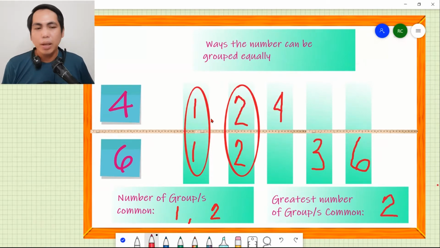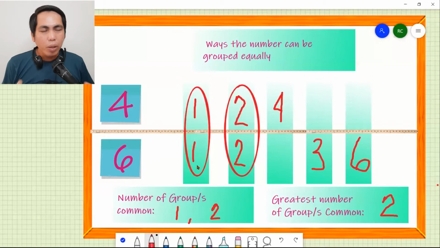is 2. So these 1, 2, and 4 are the different ways that we can group 4. So in other words, 1, 2, and 4 are factors of 4, while 1, 2, 3, and 6 are also factors of 6. So among the factors of 4 and 6, only 1 and 2 are common factors of 4 and 6. Now, between 1 and 2, 2 is bigger than 1. So therefore, the greatest common factor of 4 and 6 is 2.